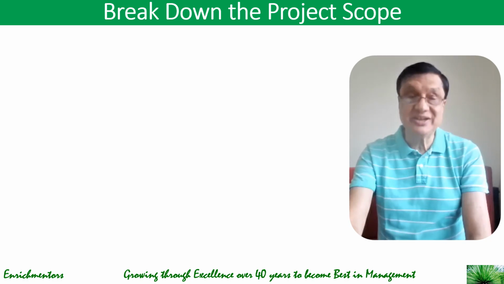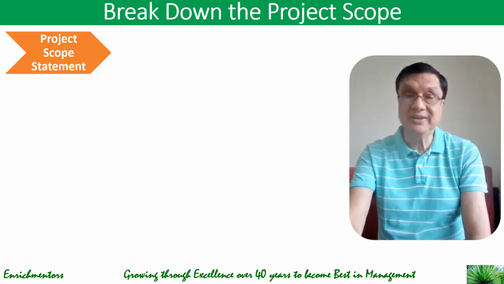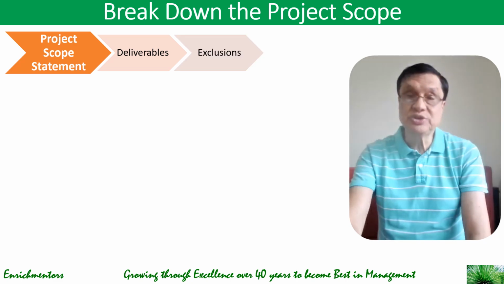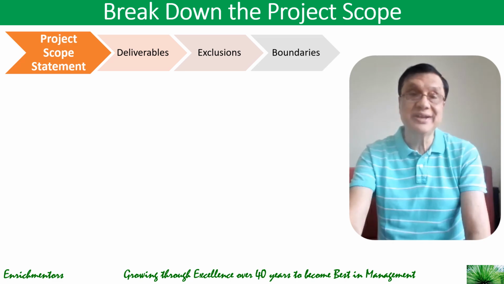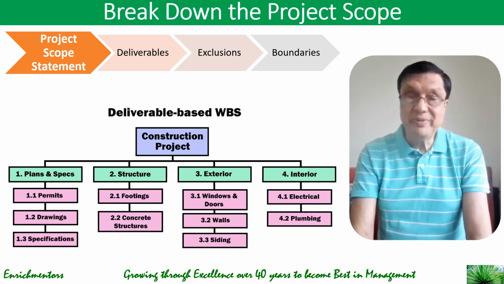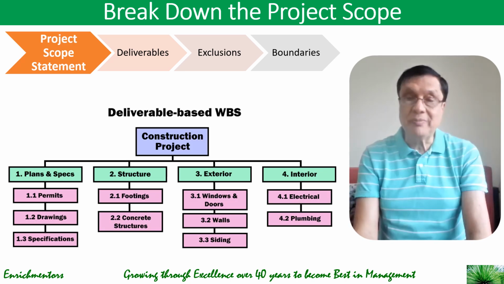So first you create a scope statement where you define the deliverables, exclusions, what is not included, and where the project stops, the boundaries of the project. So three critical elements of the project scope. And then you develop a work breakdown structure, WBS, by breaking the project into manageable components and tasks.